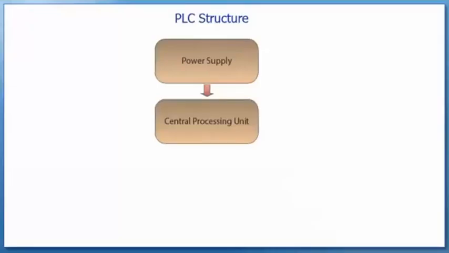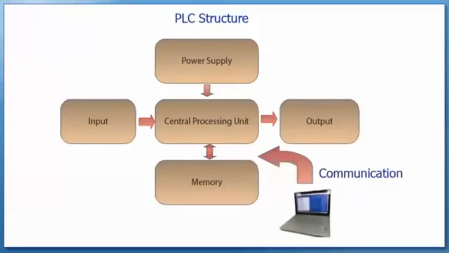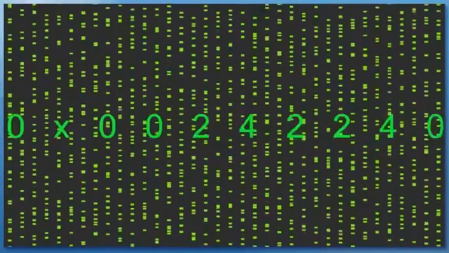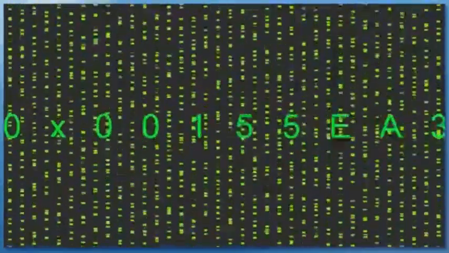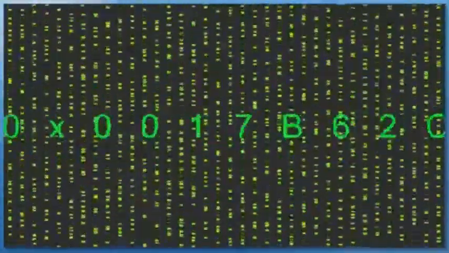A PLC is an industrial computer and consists of a CPU, memory, inputs, outputs, and communication. The PLC will have an operating system that takes care of all the functions of the PLC, and it will have an area where we can put our programs to control the PLC and make it do what we want. The programs in the PLC consist of a large number of on and off bits that are grouped together in groups of 8 bits or 1 byte.